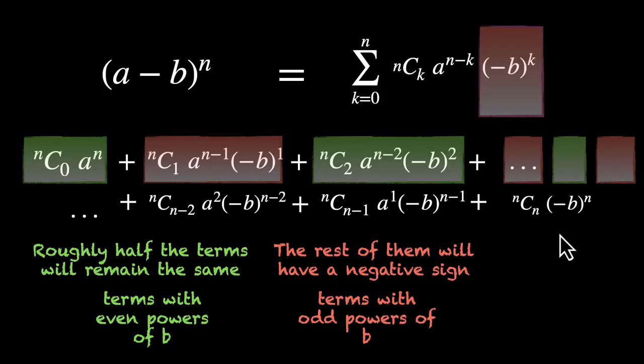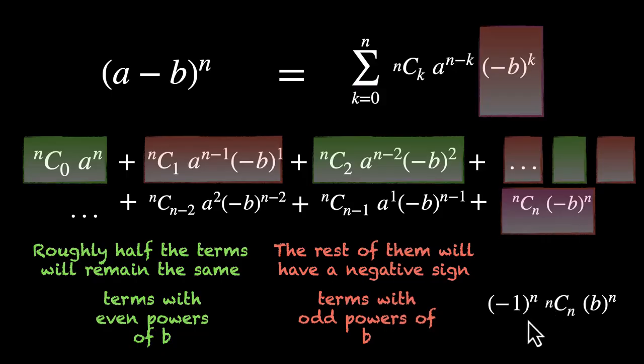Will it be positive or negative? Well, we can't say, because we don't know the value of n. We don't know whether it's even or odd. So depending on the value of n, we might get a positive term or we might get a negative term. We can write this negative sign out. We can write this as negative 1 to the power n, nCn b to the power n.